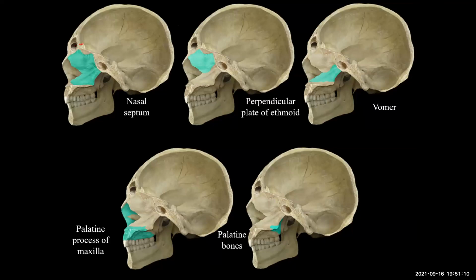So up here in the top left, you can see there's the bony nasal septum. It's made up of the perpendicular plate of the ethmoid bone and the vomer. So you can see pictured nicely here.